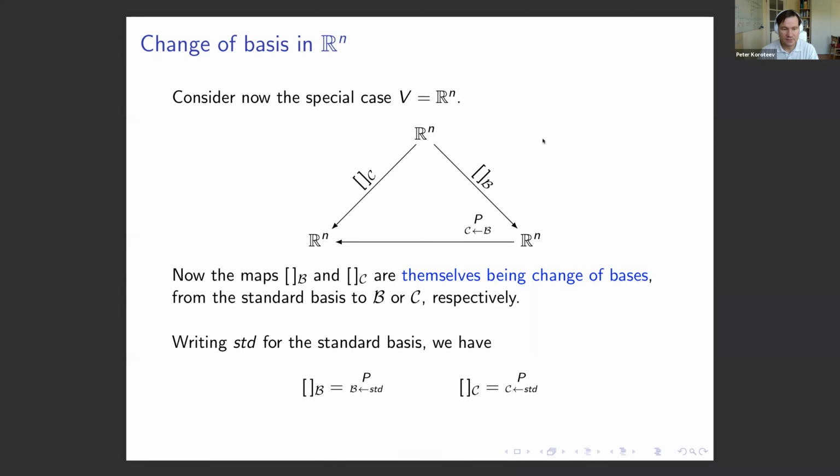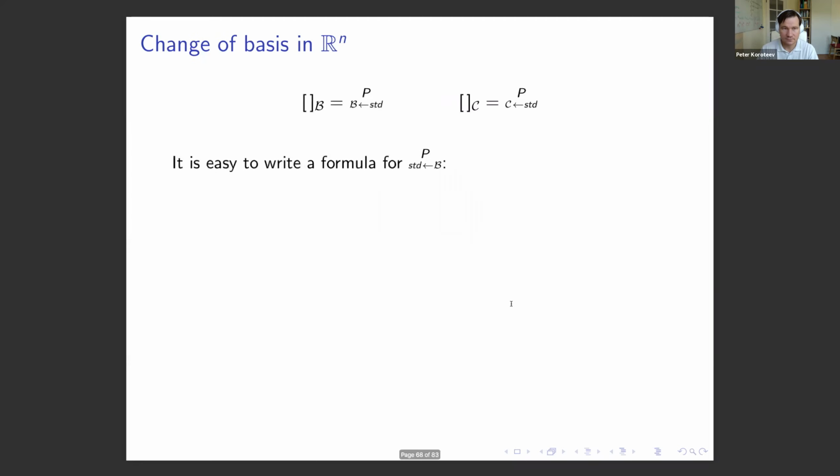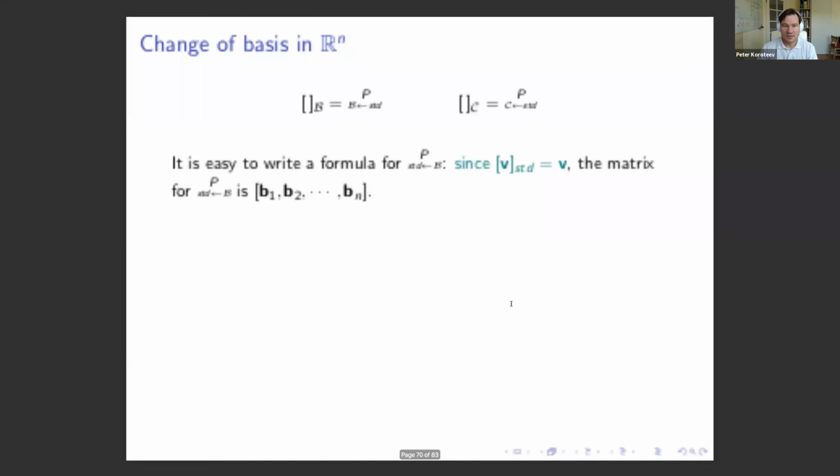So we can write the standard or canonical basis, which is 1, 0, 0, 0, 1, 0, and so on. Then we can identify those as change of basis from standard into B and standard into C. So it's easy to write the formula in the standard basis, right? Because v in the standard basis is just v. It's you looking at the components of v and just writing them in a column, as if you're just writing the vector itself, right?